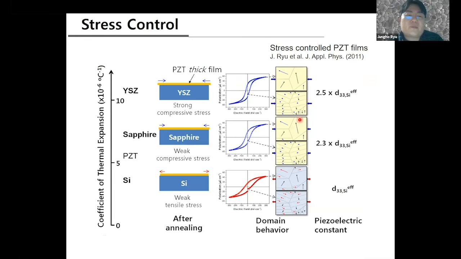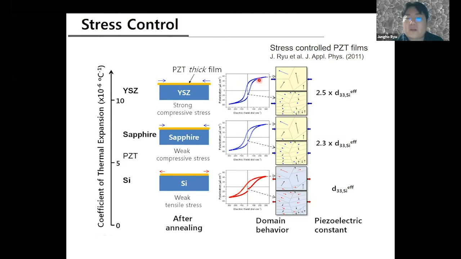And as with sputtered films, AD can also control the residual stress level. What we did was simply change the substrate, for example zirconia, sapphire, and silicon, where each material has a different thermal expansion coefficient. PGT is typically roughly 5 ppm per degree C. So on this side, a very strong compressive stress can be generated at the top side. That means the C-axis domains can be easily aligned.